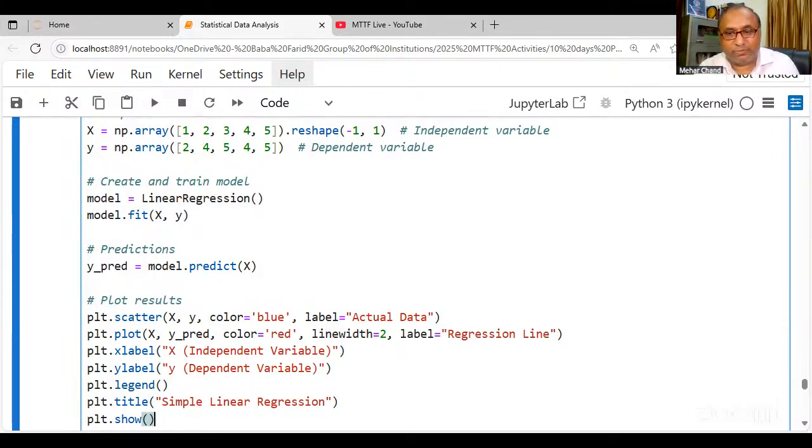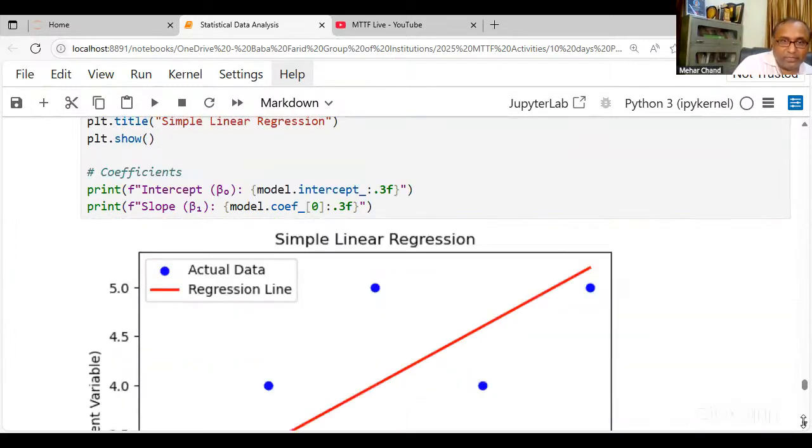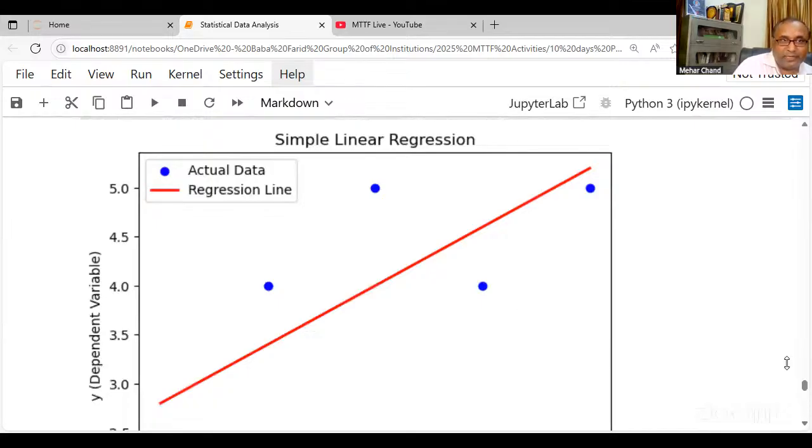So when we press Shift and Enter, yes, here you can see the blue color. The blue color is the actual data inside this graph. About this line, some values are above and some values are below. Based on this actual data, and by using the model, we have the regression line in the red color.